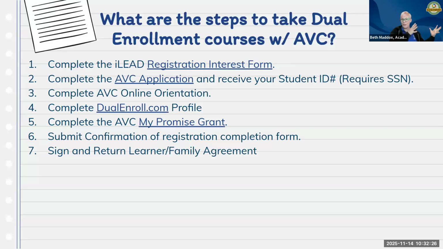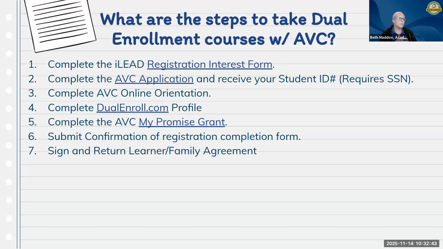So where I said with the college concurrent enrollment, we do not register you. With the dual enrollment, we are registering you. So you're going to do all of those steps, and then we're going to get a confirmation saying, hey, all those things are done and they're ready to be placed into that class. And so we'll take care of that step for you.